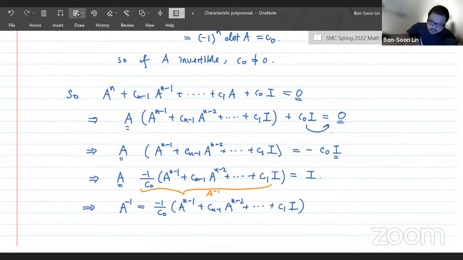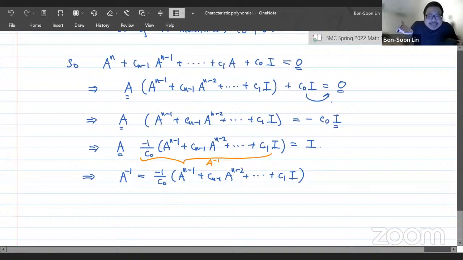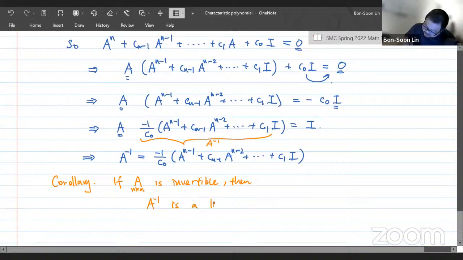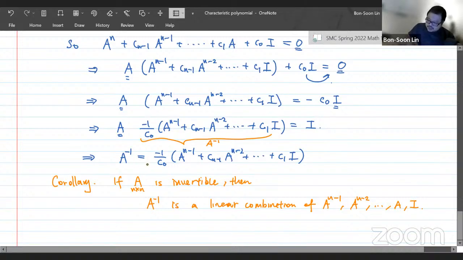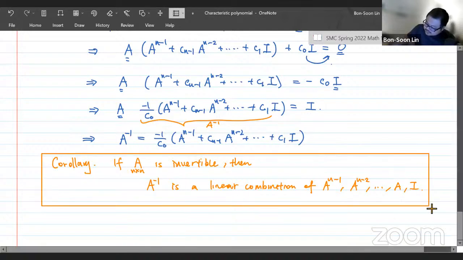So there we go. A corollary is this: A inverse is also a linear combination of powers of A up to the n minus 1 power, which is also kind of curious and interesting. Corollary: if A, n by n, is invertible, then A inverse is a linear combination of A to the n minus 1, A to the n minus 2, ..., A, I. In particular, you can calculate its inverse using this formula over here. So that is kind of neat. You can try to use this to calculate A inverse.